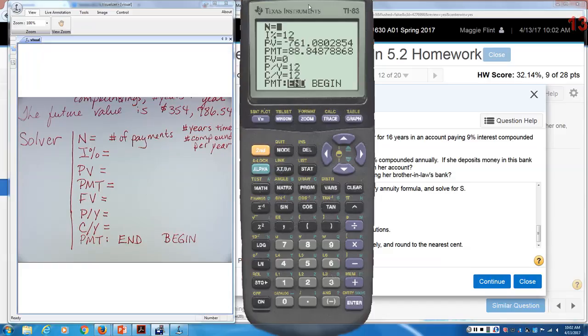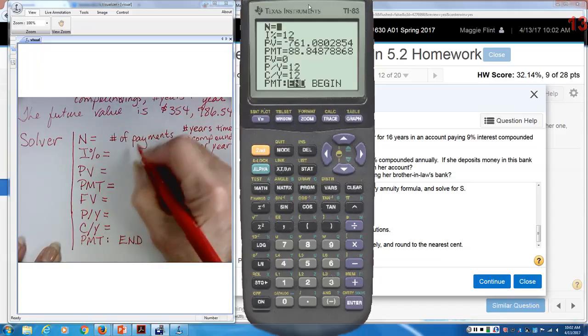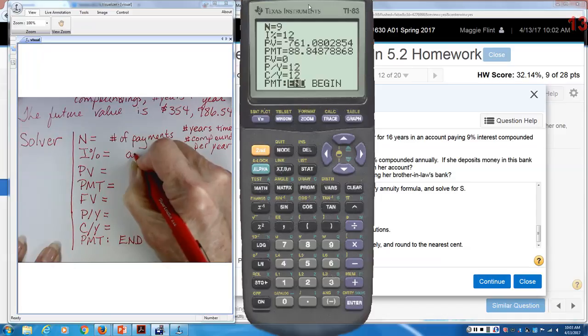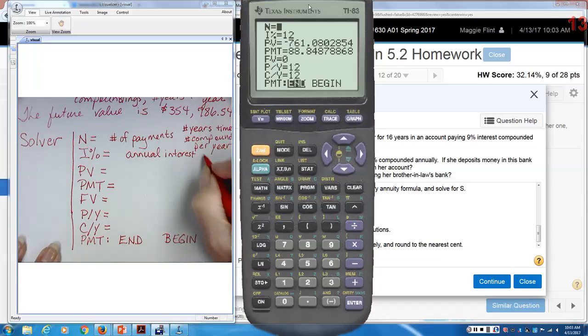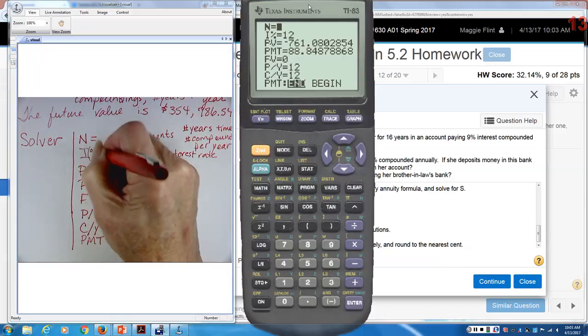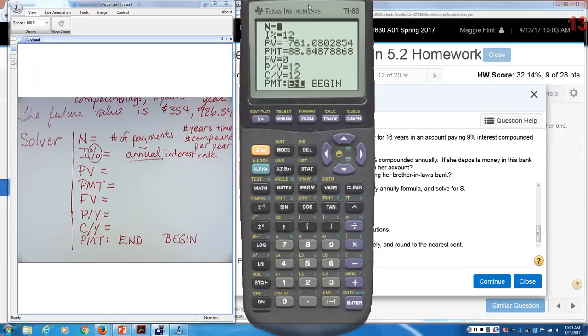If it says it's compounded continuously, that's a different formula, and this doesn't do that. But if you do daily compounding, you'll get darn close to the answer. It'll be within a penny or two. Okay? The interest rate, I, has to be as a percent, and it is the annual interest rate. It's not broken down. You don't divide by anything. You put in the whole interest rate, and notice that it has to be as a percentage, not a decimal.